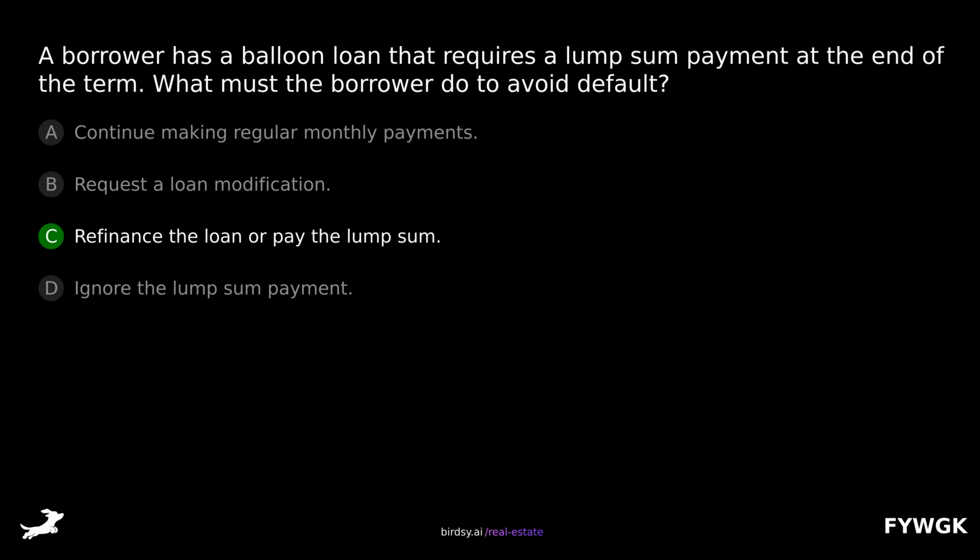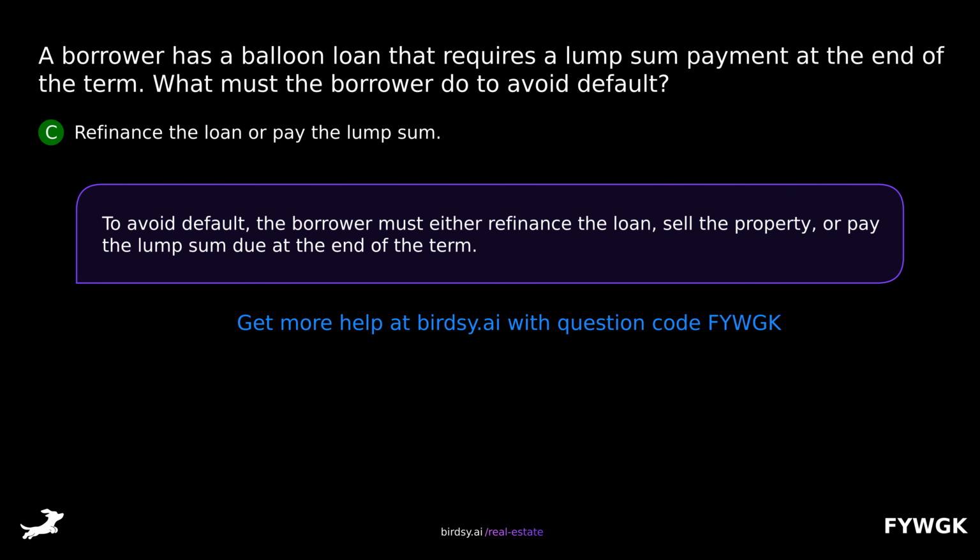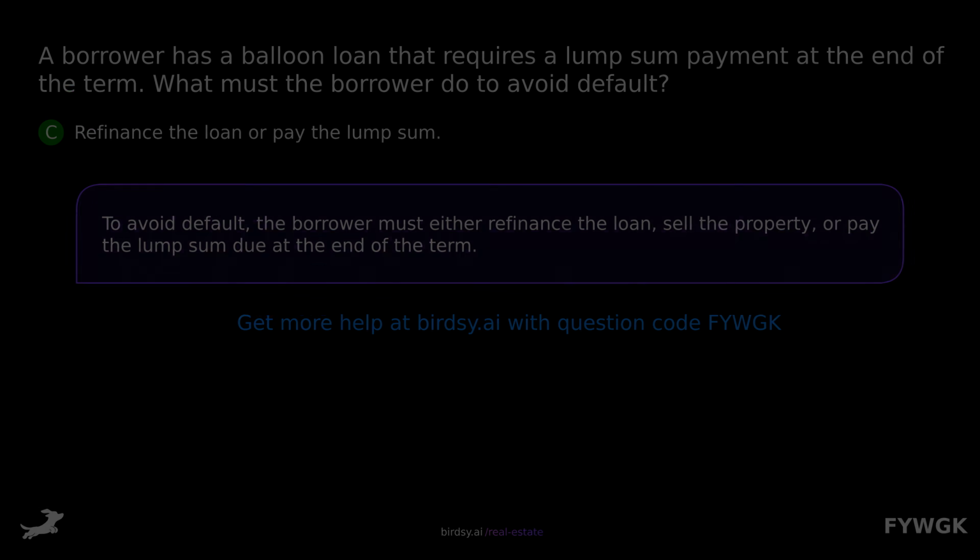The answer is C. Refinance the loan or pay the lump sum. To avoid default, the borrower must either refinance the loan, sell the property, or pay the lump sum due at the end of the term.